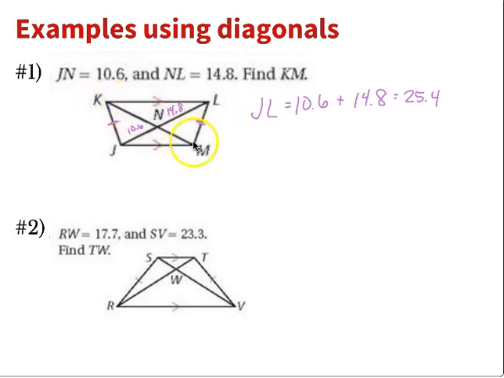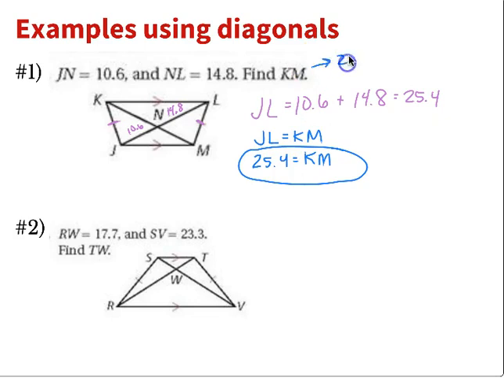So now we're asked to find the length from K to N. We're asked to find the length of the other diagonal. Well, since we know that this is an isosceles trapezoid, we know something about our diagonals, don't we? That we just learned. We know that JL has to be equal to KM, right? Well, since we now know that JL is 25.4, that means KM must also be 25.4. And we were able to determine that by knowing that the diagonals are congruent.